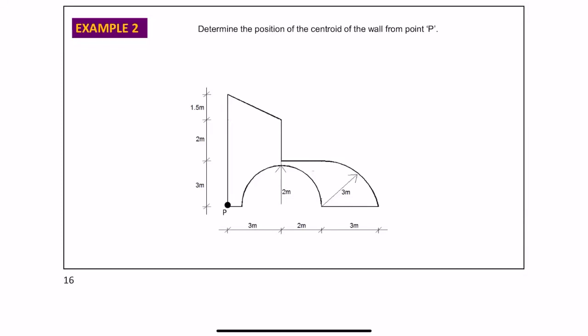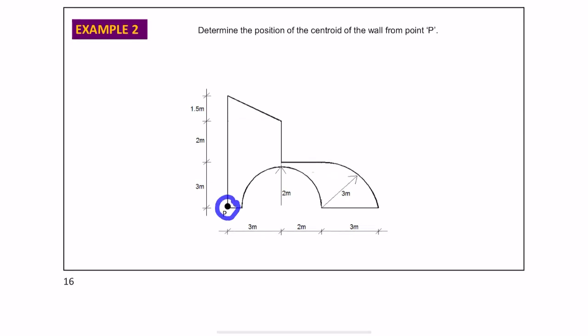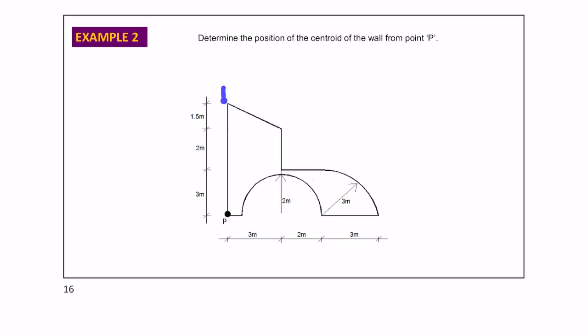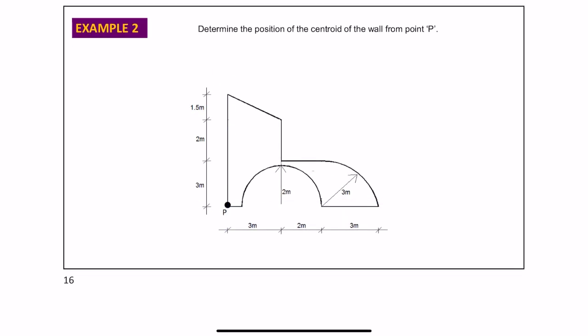For this recorded video, we're going to continue with center of gravity, example number 2. Determine the position of the centroid of the wall as shown in the figure from point P. The wall is quite complex here and the question already specified the reference point, which is point P. So, when you're going to solve this kind of problem, definitely you have to use the reference point given and draw the y-axis and x-axis that intersect at point P.